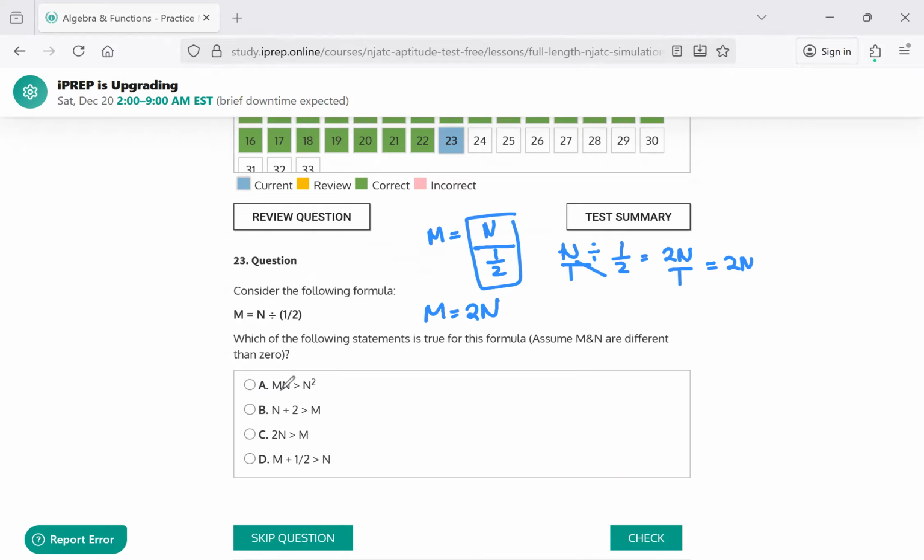So over here, m times n is greater than n squared. So we said that m is 2n. So it would be m, and then replace that m with 2n. Well, hold on. Let me, so in this one, we're going to replace my m with 2n. There we go. So it's 2n times n. Is that greater than n squared? So what's 2n times n? That is 2n squared. Is that greater than n squared?